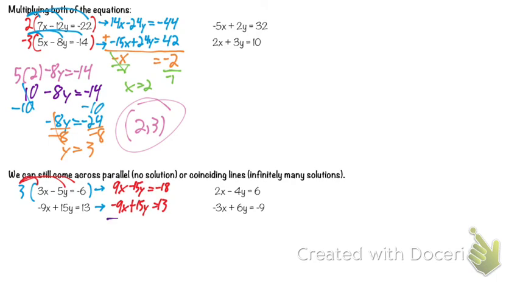Okay, this is looking weird, right? So what's 9x minus 9x? 0. What's negative 15y plus 15y? 0. 0 equals negative 18 plus 13, negative 5. Wait, does 0 plus 0 equal negative 5? No. What's our answer? No solution.